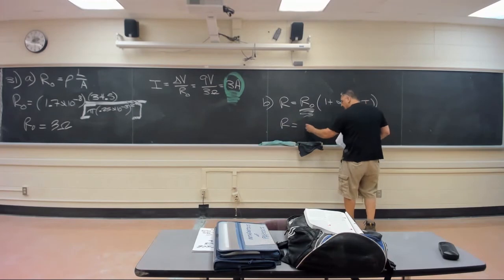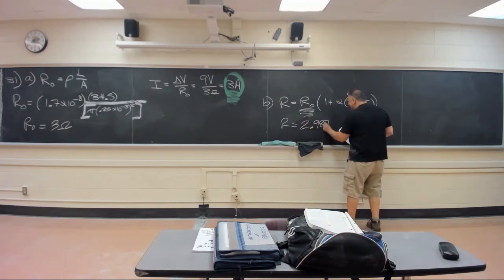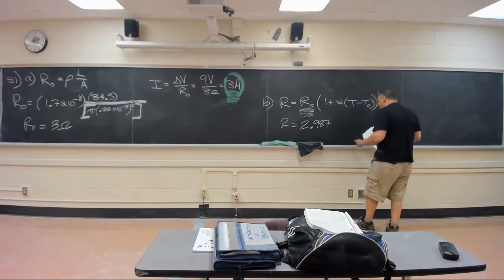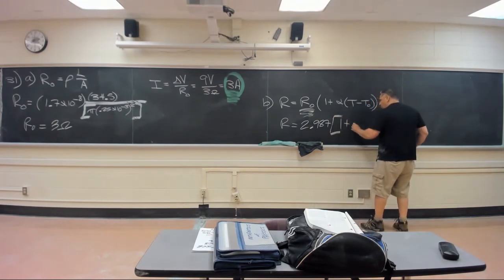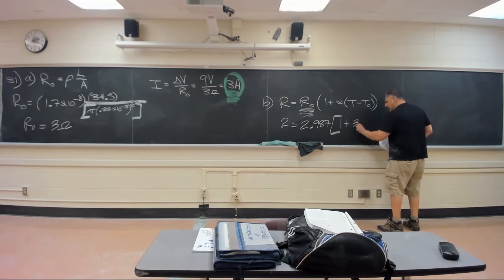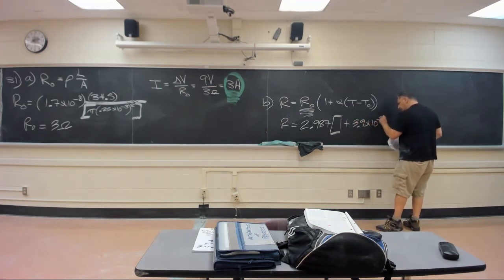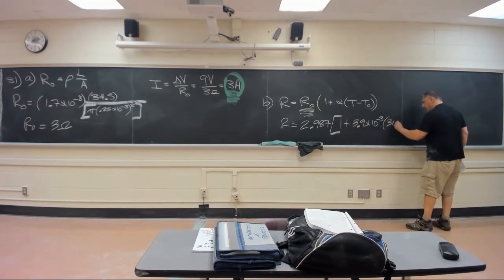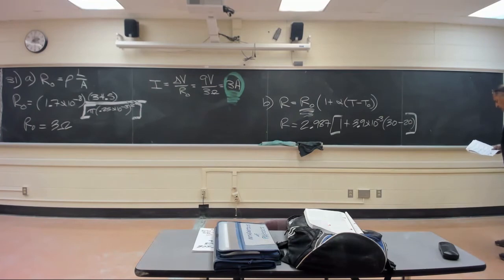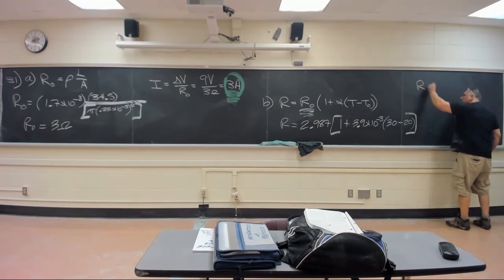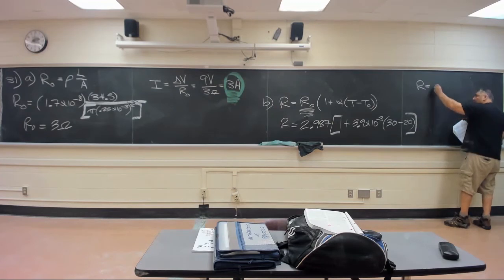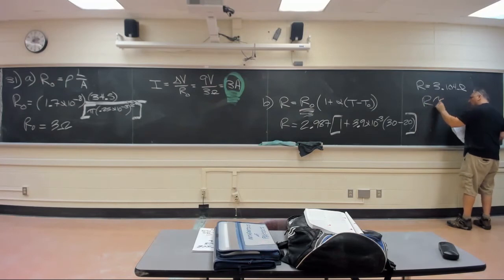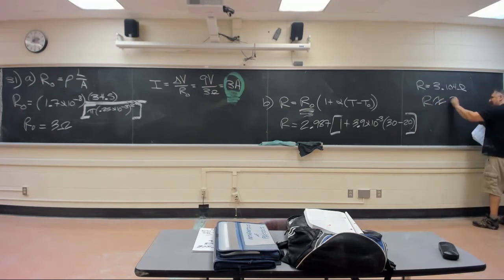We took the 3, and I said, hey, guys, I do remember it was this, or at least this is a little more. 1 is 1. The alpha is 3.9 times 10 to the negative 3. A little bit more resistance. R is 3.104 ohms. That's about 3.1.